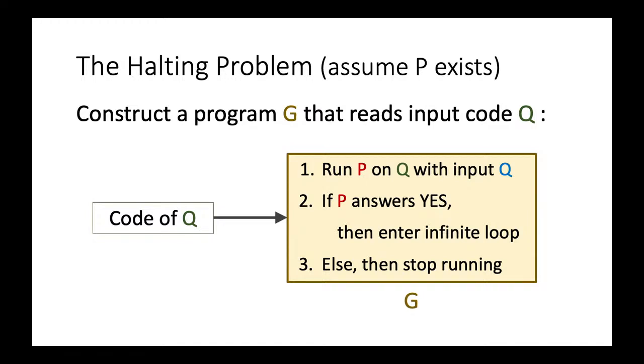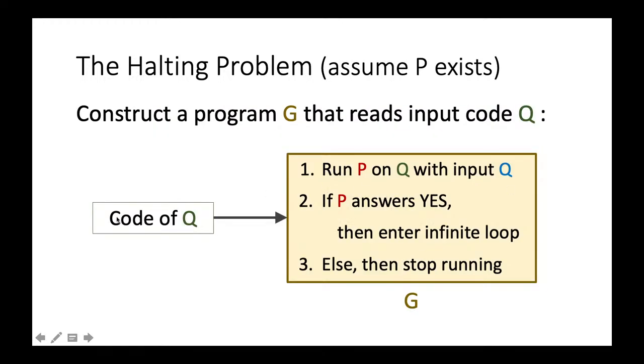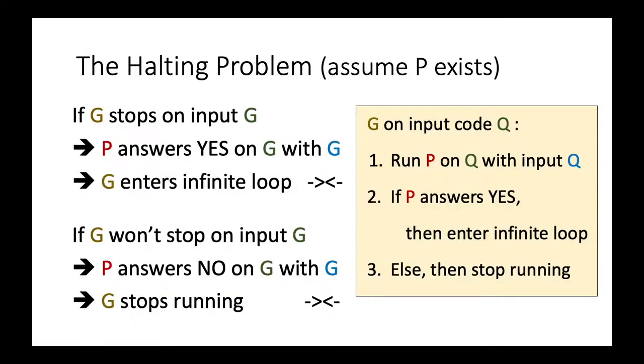But first, we want to emphasize that if P really exists, then G is well defined. If P exists, then we can ask some of our friends or God to write the program G for us. So G is there. But on the other hand, let us check what will happen when G runs on input G. If G runs on the code of G, what will happen? We only have two cases. Either G stops running on input G or G won't stop on input G. There are just two cases to consider.